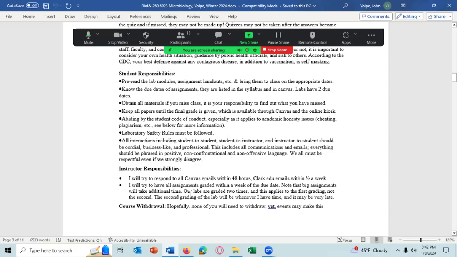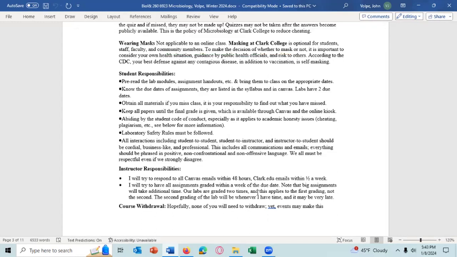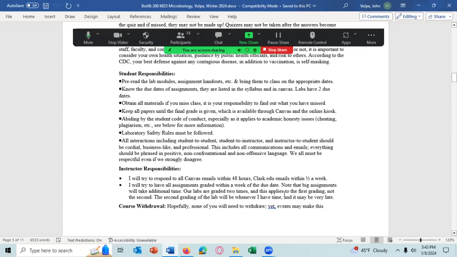And I will have some responsibilities. I'll try and respond to Canvas emails within 48 hours. Clark EDU emails, I'll try and respond to within half a week. I will try to have all assignments graded within a week of the due date. Note that this does not apply to the big assignments, the infectious disease project and the lab report. I'm not going to guarantee when those are going to be done, but they will not be done within a week because it takes me a long time to do those assignments.